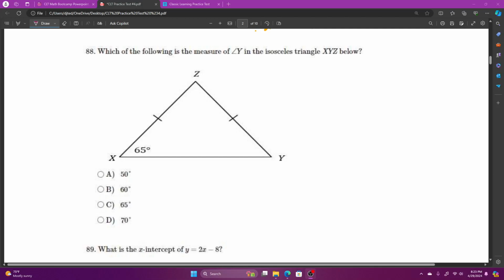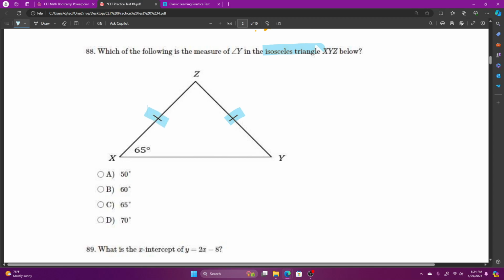Alrighty, guys, we are moving on to question number 88 on CLT Math Practice Test number 4. This says, which of the following is the measure of angle Y in the isosceles triangle XYZ below? So we have an isosceles triangle, which is what these two lines right here mean.